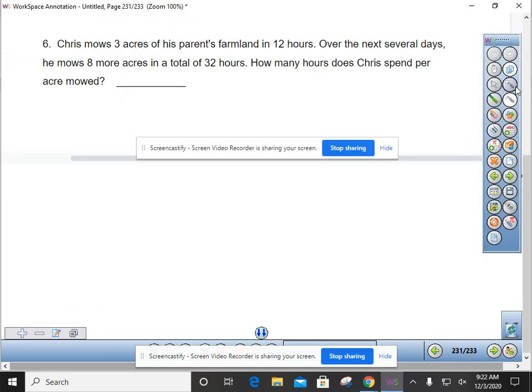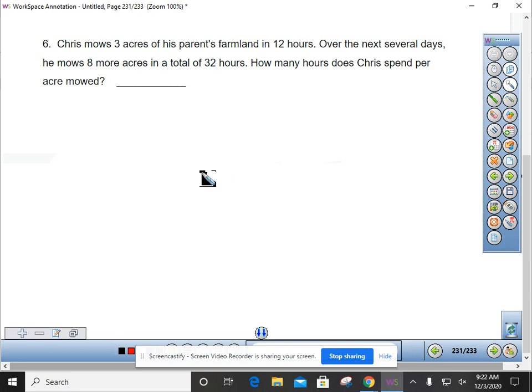Number 6, there is no graph. There is no chart. What did I tell you to do if there was no graph or no chart? Write a proportion. You gonna write the words first? Yes. Yeah, let me read it.